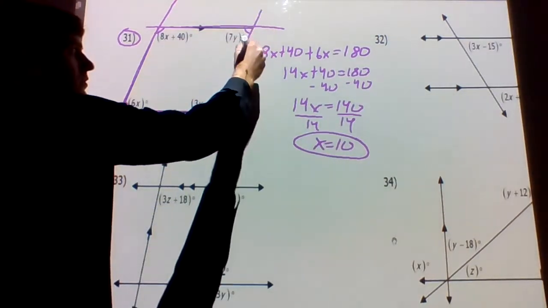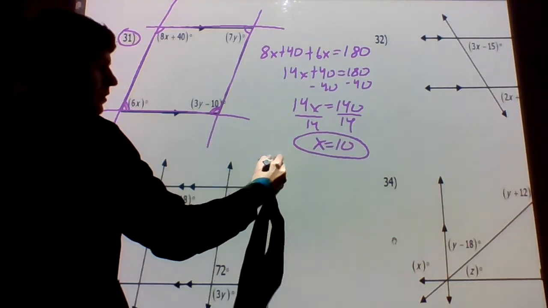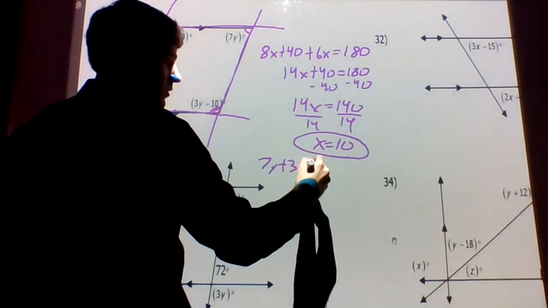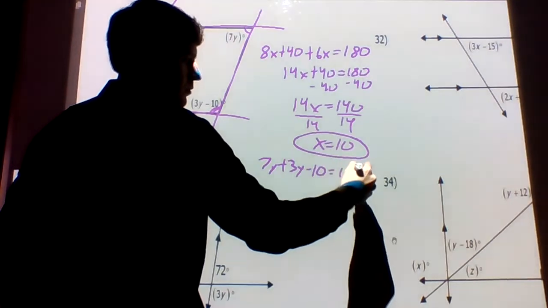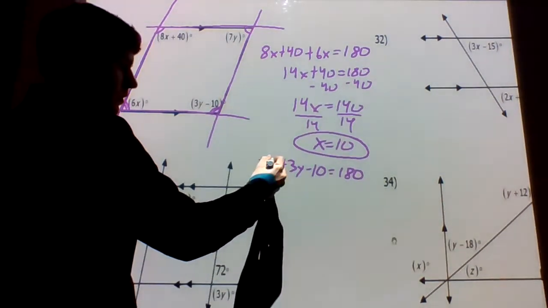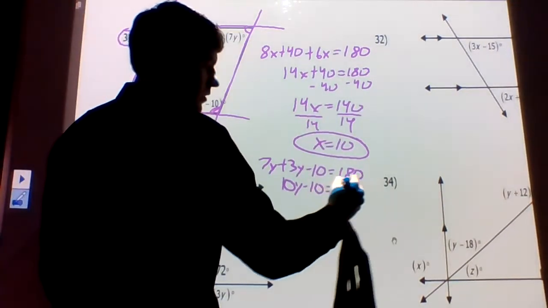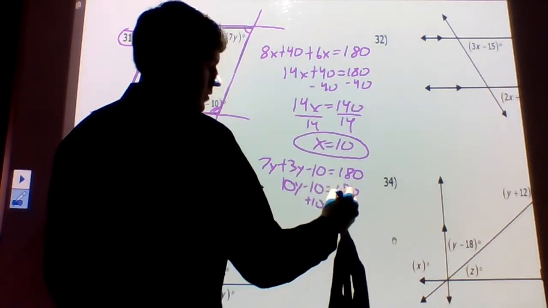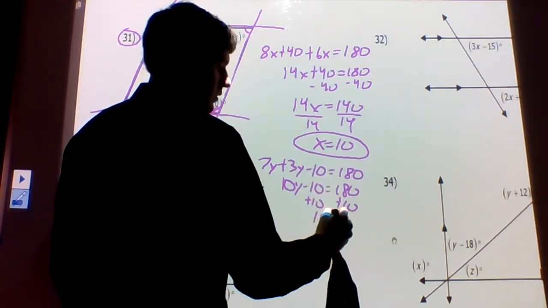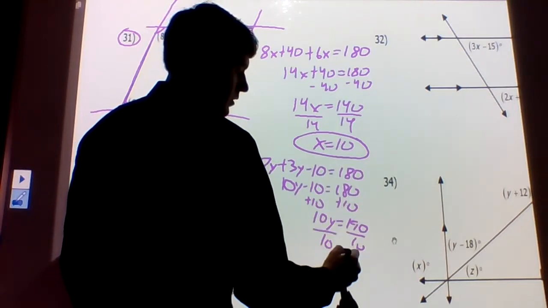These are same side interior as well. So we're going to have 7y plus 3y minus 10 equals 180. Same side interior angles are supplementary, meaning they add up to 180. Combine like terms. That's 10y minus 10. So add 10. 10y is 190. Divide by 10. y is 19.